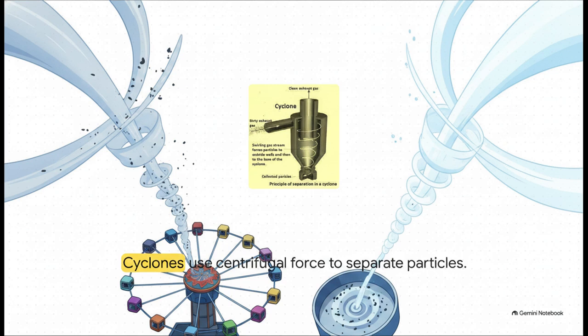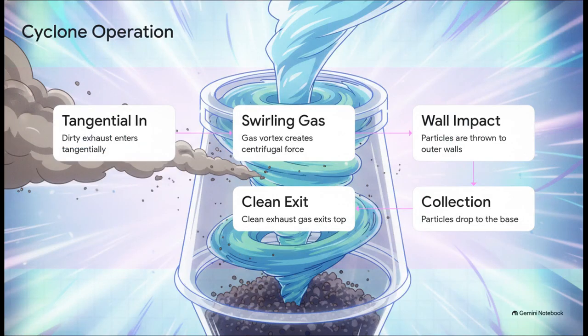It introduces the dirty gas at an angle, forcing it into a tight vortex. This swirling gas generates a massive centrifugal force that literally throws the particulate matter to the outer walls, completely bypassing the limitations of simple gravity. Let's break down exactly what's happening here.